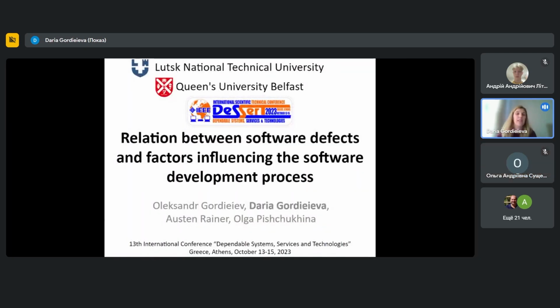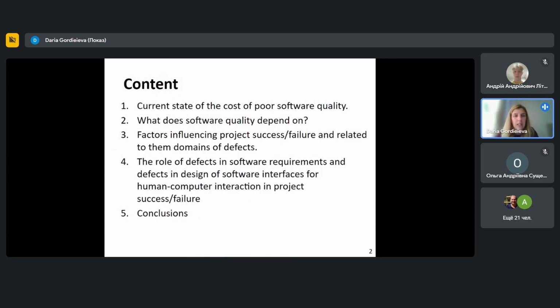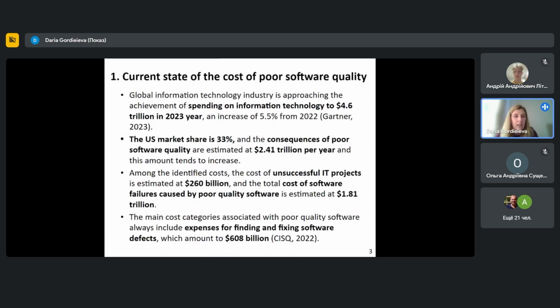Okay. Good afternoon. My name is Daria Gordieva. Today I would like to present a report on the topic relation between software defects and factors influencing the software development process. This slide presents a brief structure of our report.